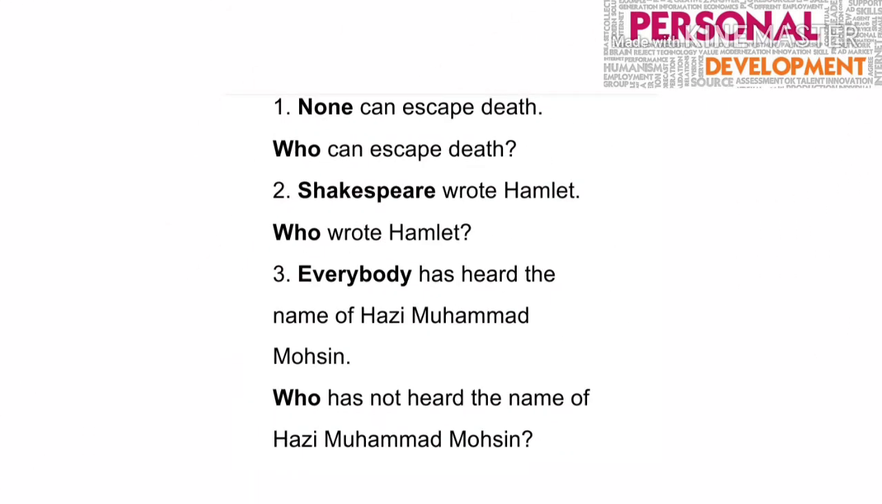Examples. None can escape death. Remember, dear students, if you find the assertive sentence in negative form, then the interrogative sentence will be in affirmative form. Just look at here serial number 1 and 3. On the other hand, if you find the assertive sentence in affirmative form, then the interrogative sentence will be in negative form. Serial number 1. None can escape death.